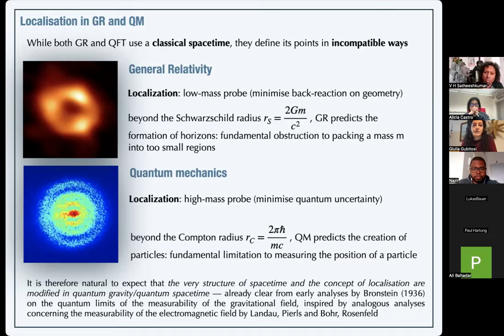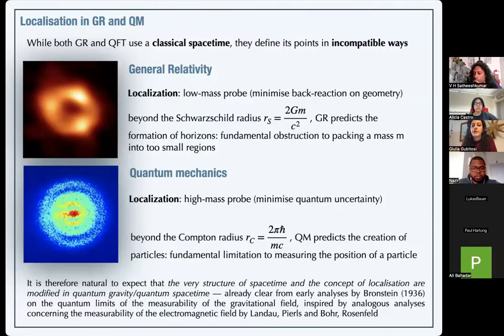In general relativity, the localization limits can be understood when thinking about the Schwarzschild radius, which gives you the scale, the limit for squeezing a mass m into a small region of space-time. If you want to put too high a mass in too small a region of space-time, then you will create a horizon. And the Schwarzschild radius tells you what mass you can put within a radius before creating a black hole.